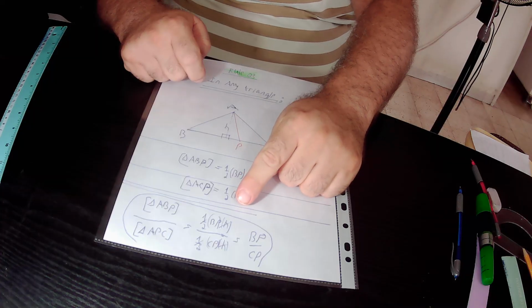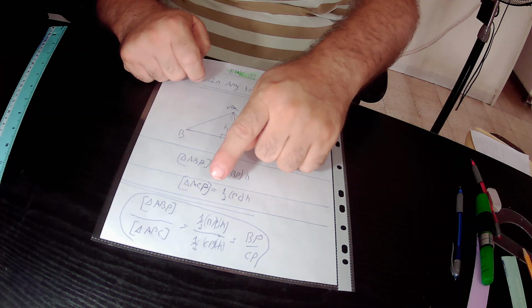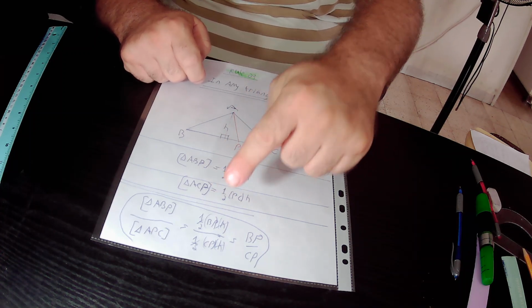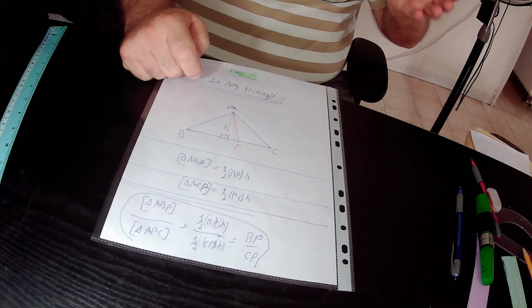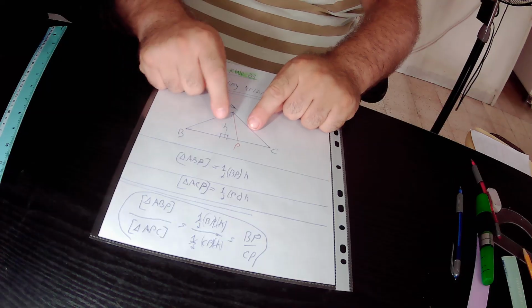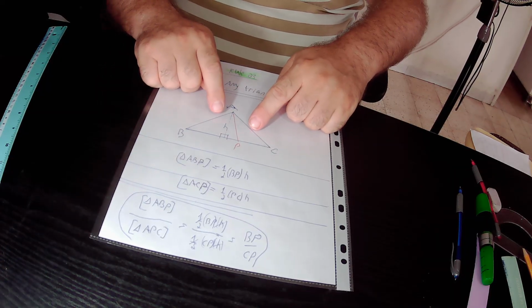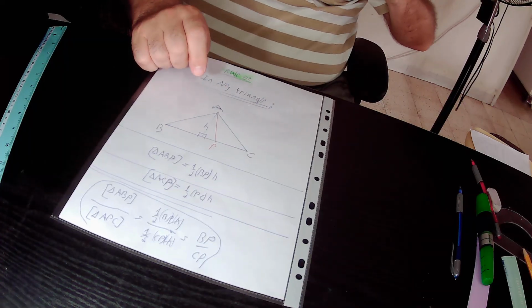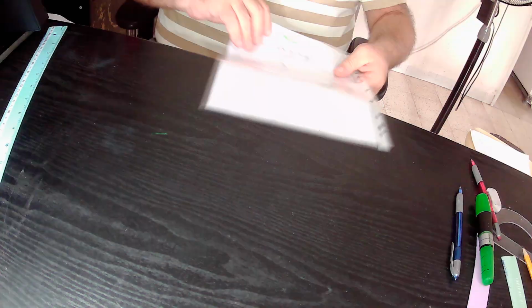We have the edge in the numerator and the edge in the denominator, so the edge will get cancelled. We have 1 up in the numerator and 1 up in the denominator, so 1 up also will get cancelled, and we are left only with BP over PC. So in total, we found out that the ratio between the areas of those two triangles is equal to the ratio between their corresponding bases. That is actually BP over CP. So we can actually implement rule 23 in our drawing.